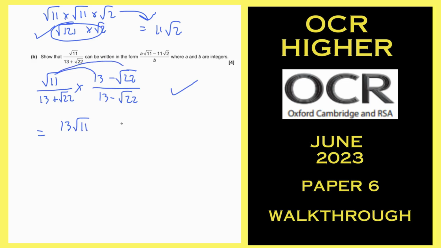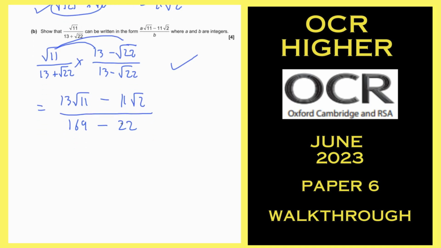Root 11 times root 22, we've actually already done. And it's a minus. All over 13 times 13 is 169. Root 22 times root 22 is 22. And it's a plus times a minus. You do not need to do the other things because they will cancel out. And all this simplifies the denominator, but it doesn't simplify any further.